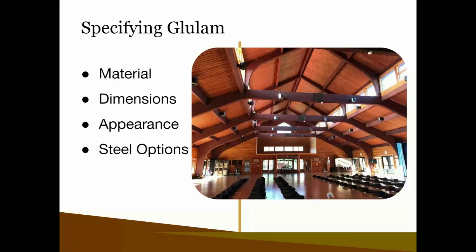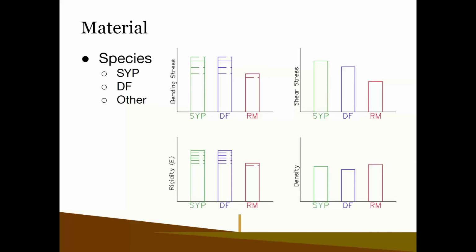All right, now we're going to talk about specifying glulam. So we'll go over materials, dimensions, appearance, and your steel options. And this is kind of the bulleted quick version, so we'll just blow through this. All right, materials. So there are two main species when it comes to glulam manufacturing.